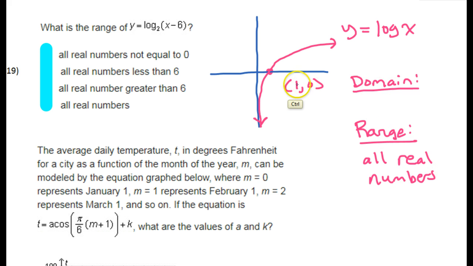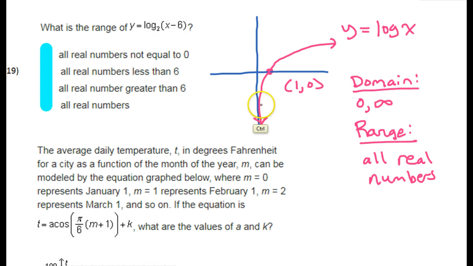What would the domain be? The domain is the x values, how far it goes from left to right. Well, the asymptote is sort of like a brick wall. It doesn't go past this. So this is an x value of 0. So the domain is going to be from 0 to infinity, because it goes to the right forever.